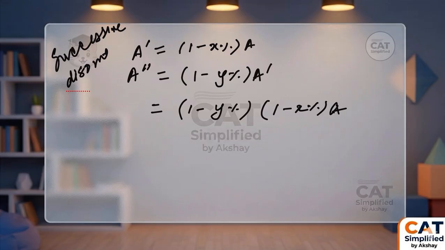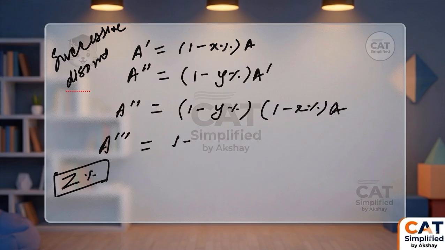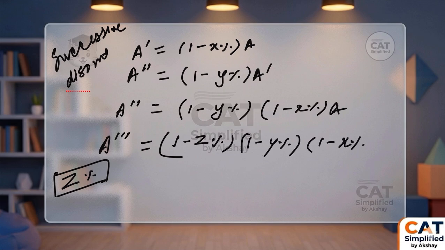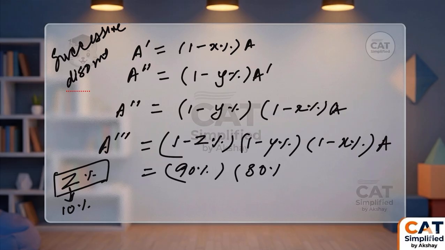You're still with me? Now let's say I tell you, after this A double dash, the shopkeeper says I'm again going to reduce the pricing by Z%. Z% reduction again. So what will be the value? Yes, you guessed it right. We'll write it as 1 minus Z% into 1 minus Y% into 1 minus X% of A. Let's say Z is again a 10% discount. So it's going to be 90%, this is going to be your 80%, and this is going to be your 90% again.